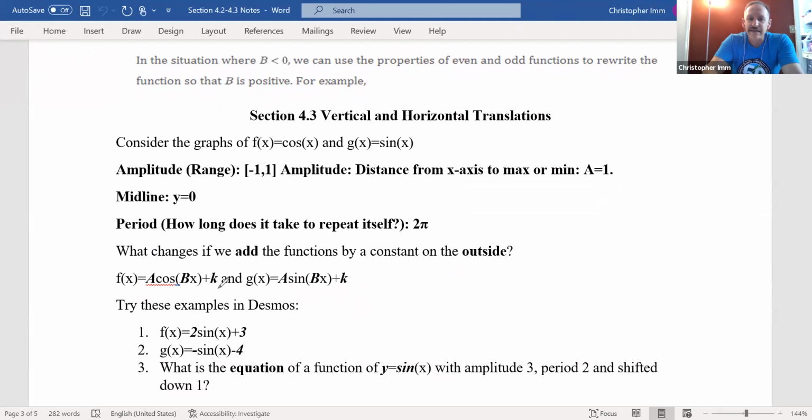So if I just take something and add it on the outside, what's going to happen in that example? Again, we're adding that k value across from the f of x. So we're adding the k value onto the other side of the equation. So let's look at this first one. Number 1, f of x is equal to 2 sine of x plus 3.